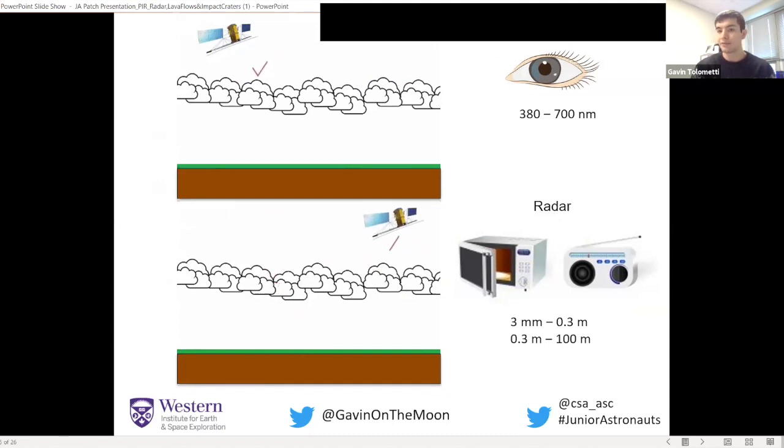Radar has an advantage using microwaves and radio waves in that its signal, as you can see from the little GIF at the bottom, is able to penetrate through clouds and atmosphere and then interact with the surface. This can allow us to see different features. For me, two types of features I focus on are lava flows produced by volcanoes and impact craters, which is what happens when a meteorite or a comet strikes the surface of a planet or a moon.